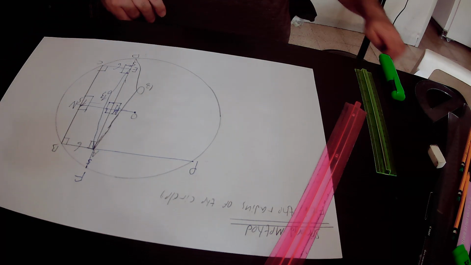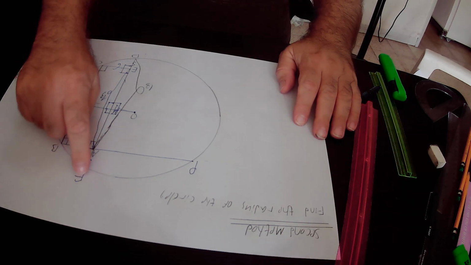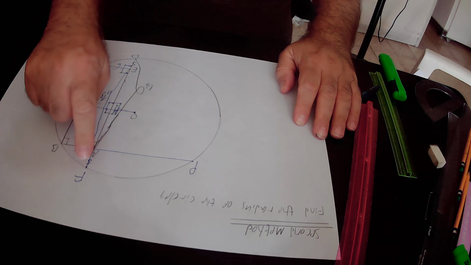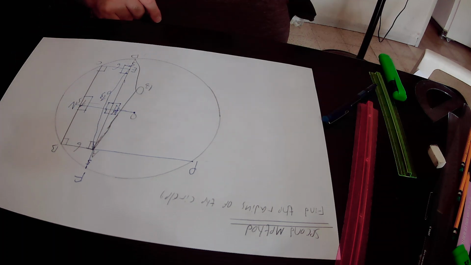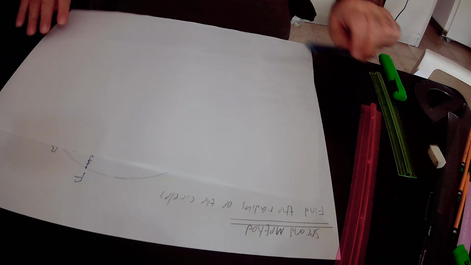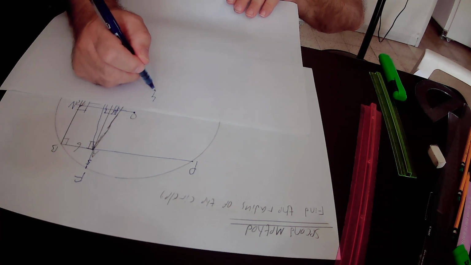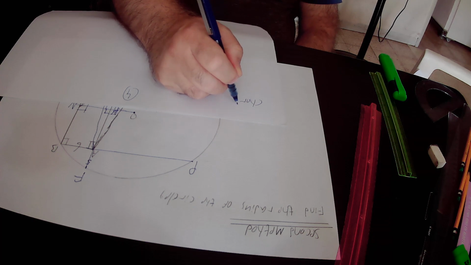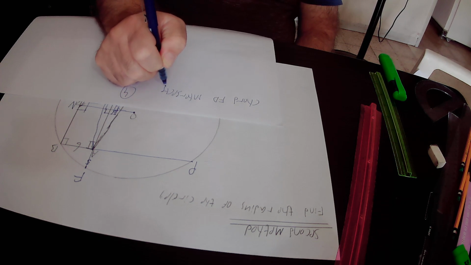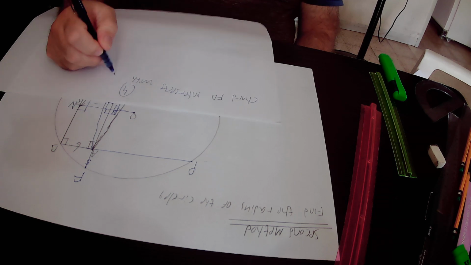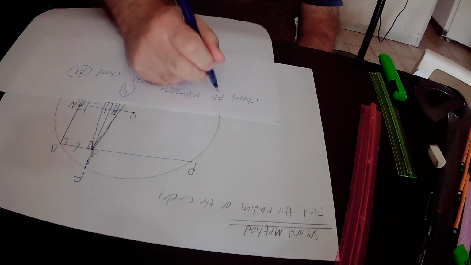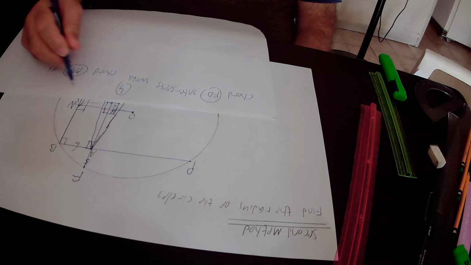Why? Because in our drawing we have chord FD that intersects with chord PB at point A. Again, chord FD intersects with chord PB at point A. So we write it down. In our original drawing, chord FD intersects with chord PB at point A. This is the intersection point.